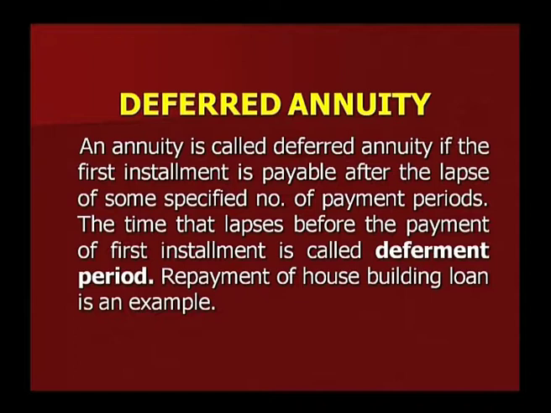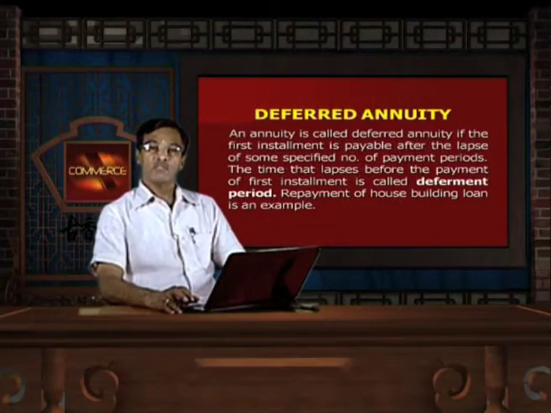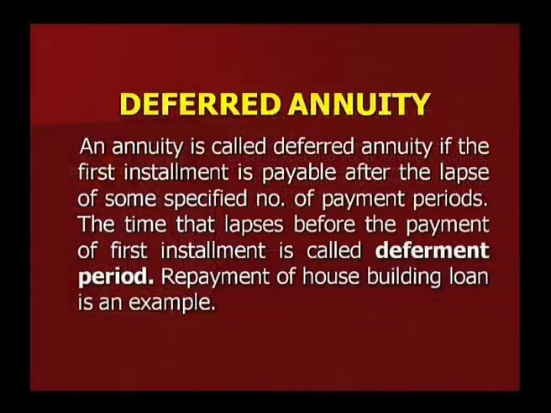An annuity is called deferred annuity if the first installment is payable after the lapse of some specified number of payment periods. The time that lapses before the payment of the first installment is called deferment period. Payment of a house building loan is an example. Here when we borrow the house loan, we pay some installments and then we stop the payment, then again we start the payment of installments, that is called deferred annuity.